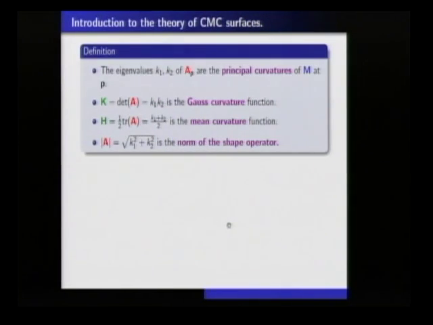And from the shape operator, we can get certain invariants. Again, I assume most of you know these things, but I don't know exactly everybody in this class.